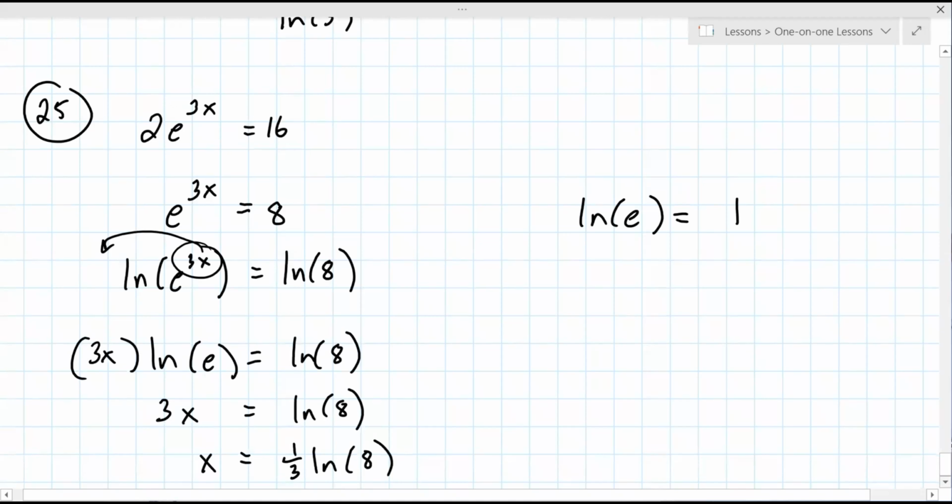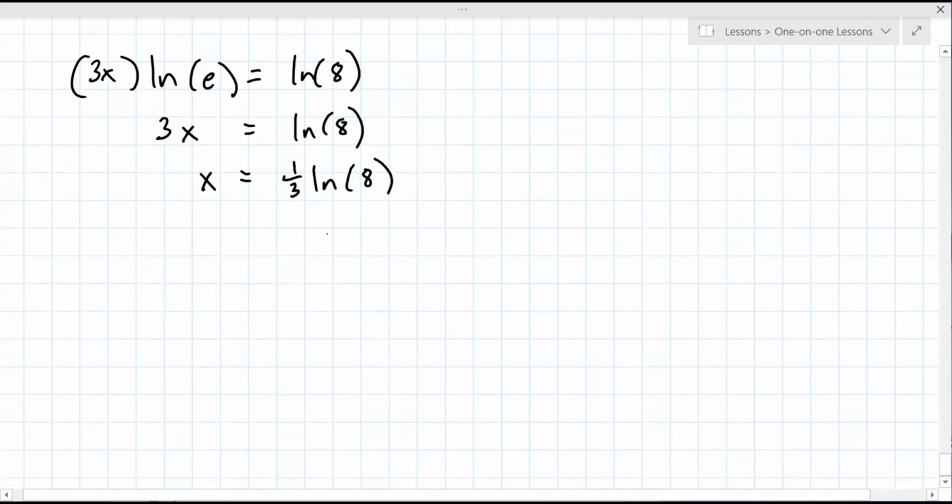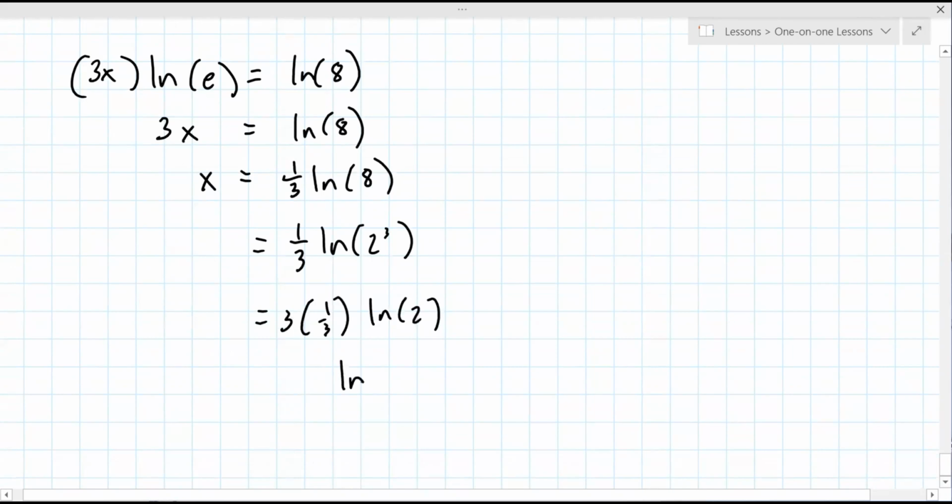There's actually a little bit more you can do on this one. I don't know how far your instructor wants you to go, but 8 is 2 cubed. And so you bring the 3 out in front, so it ends up being 3 times 1/3 natural log of 2, which becomes natural log of 2.